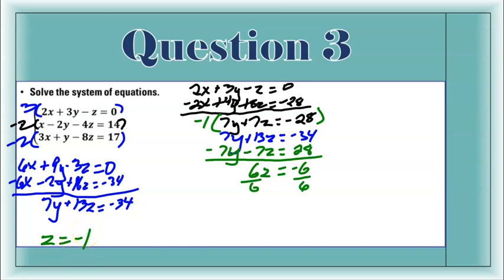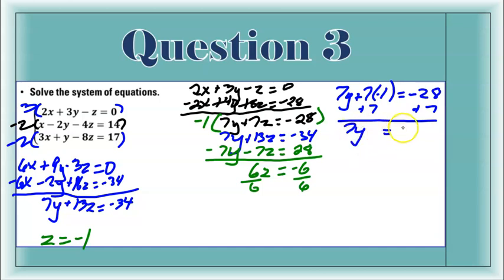So if z is negative 1, I'm going to substitute that into one of these two equations here. I'm going to use this top one. So I have 7y plus 7 times negative 1 has to equal negative 28. 7 times negative 1 is negative 7, so I'm going to add 7 to both sides. And now I'm left with 7y equals a negative 21. And to get y by itself, I'm going to divide by 7. And I'm going to have y is going to equal a negative 3.